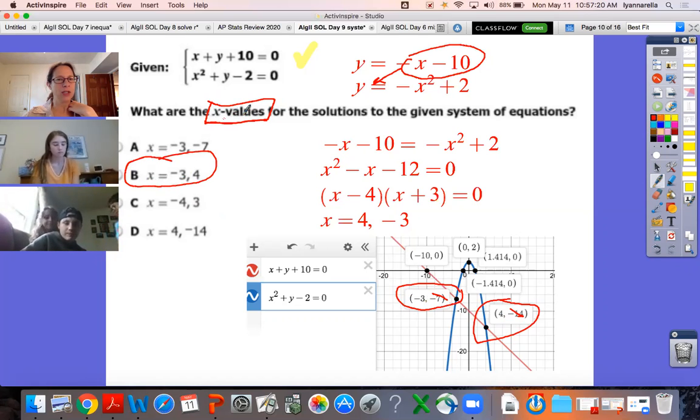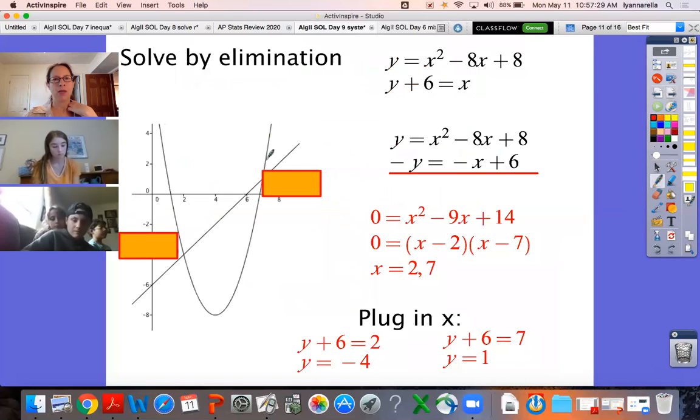Okay, so the thing is you have to read the question carefully. You have to make sure you're answering what they ask you for. Only the x values. Don't give me anything else. Okay. And then this one I'm solving by elimination. So this one I'm lining up.